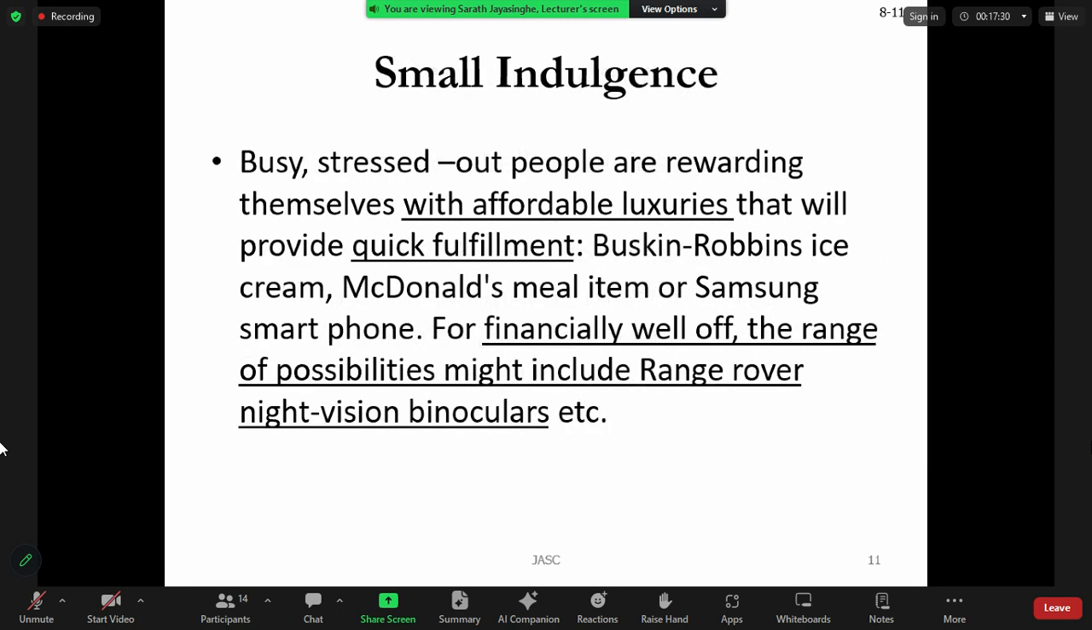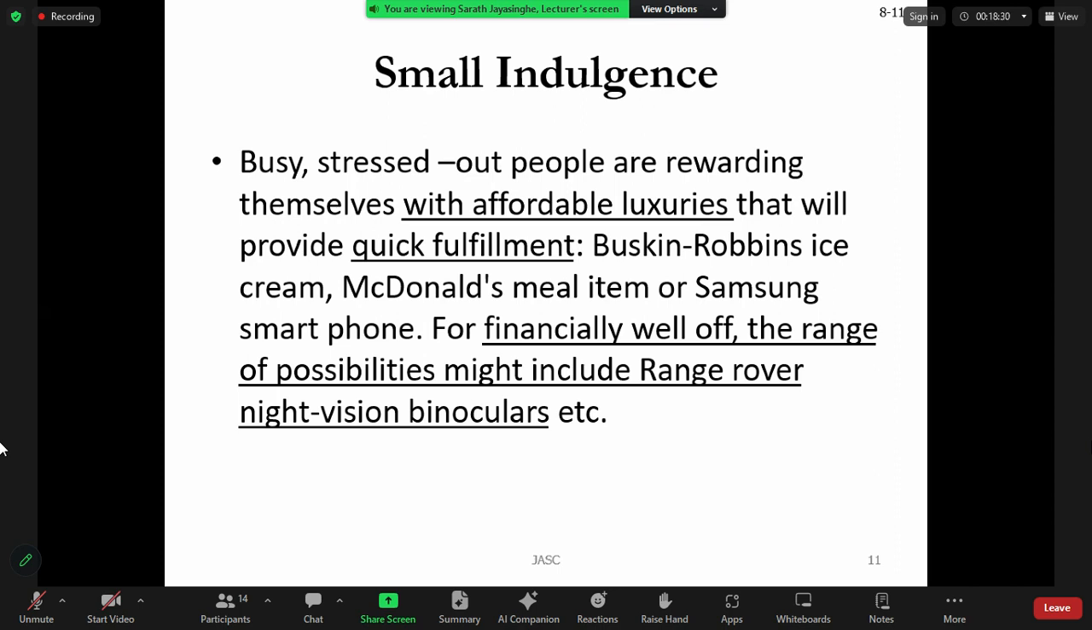And the other one is small indulgence. Small indulgence: busy, stressed out people are rewarding themselves with affordable luxuries. Right? Some people, because of some stress, maybe use some kind of luxury goods. So they may go to some luxury places, even though they don't have the money to purchase. They don't have such income, but they try to go for that because of that stress, right? For example, some kind of ice cream, Baskin and Robbins ice cream. I mention this here because that is very costly. Like a McDonald's meal item, smartphones, maybe some item. Because in your normal capacity, you are not using this thing. But because of this small indulgence for small things, you may be spending more money, right?